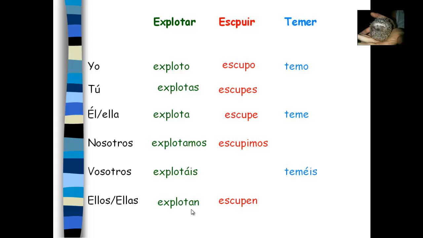Escupir: escupo, escupes, escupe, escupimos, escupís, escupen. I spit, you spit, talking to one person, he, she, or it spits, we spit, you plural spit, they spit. And then temer, to fear, we have I fear, you fear, he fears, or she fears, or it fears, we fear, you plural fear, and last but not least, they fear.